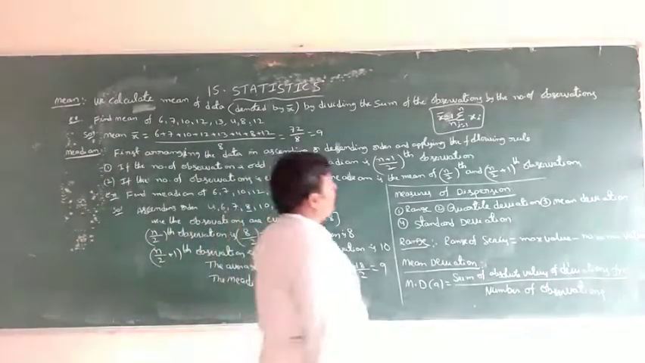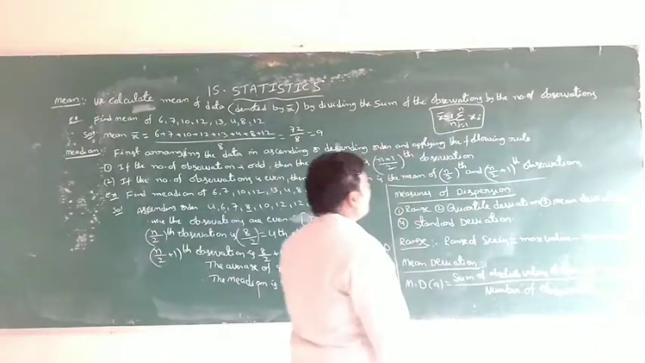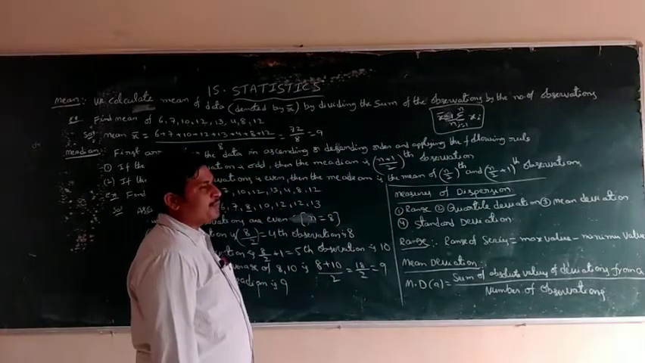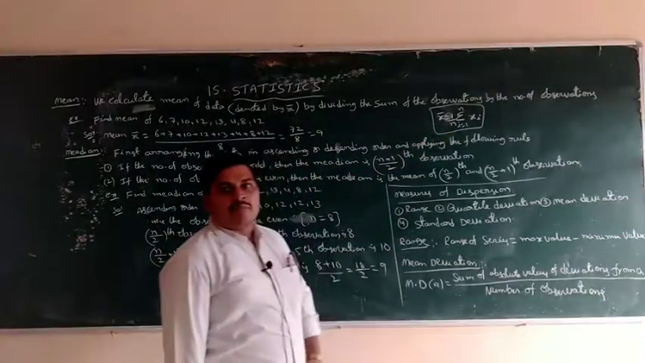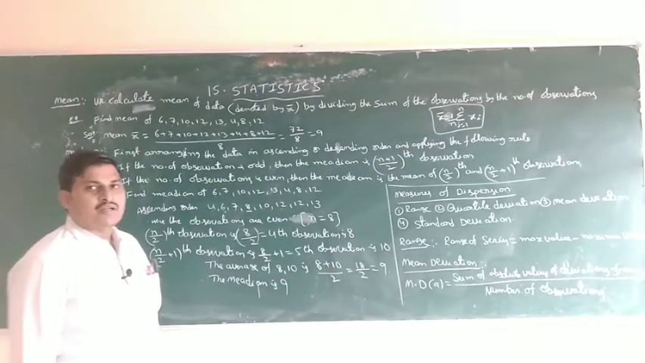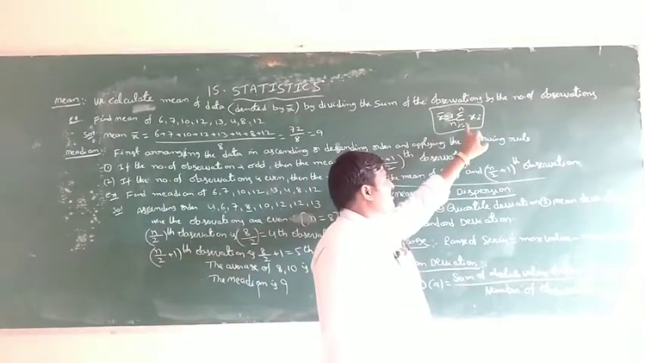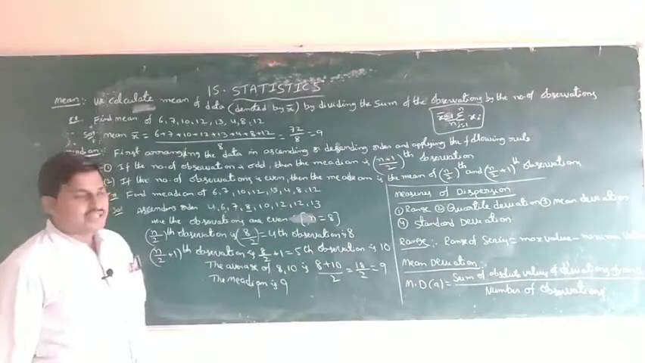So the formula: x bar equals sigma i equals 1 to n, xi, by n. Here small n is nothing but the number of observations, and sigma i equals 1 to n is the sum of the observations. Sigma is nothing but summation.